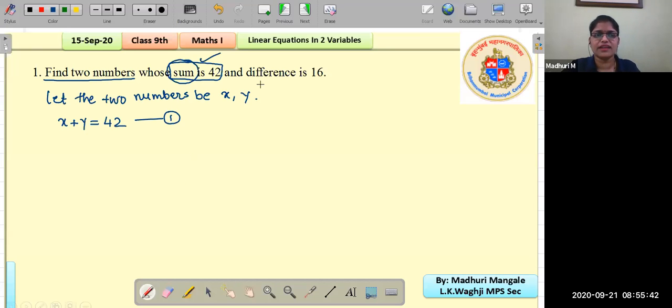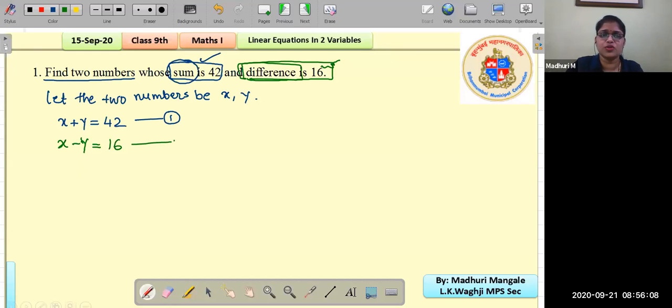Now let us look at the second condition. The second condition says difference is 16. Now what do you mean by difference? Yes, you all are right. Difference means subtraction. So subtracting these two numbers, the difference should be 16. That is, x minus y will be equal to 16. So that's how we have got two equations. And now you all know how to solve them using the elimination method, right?